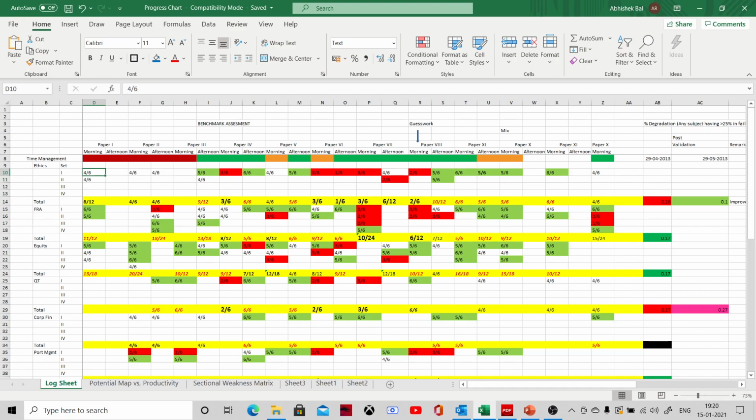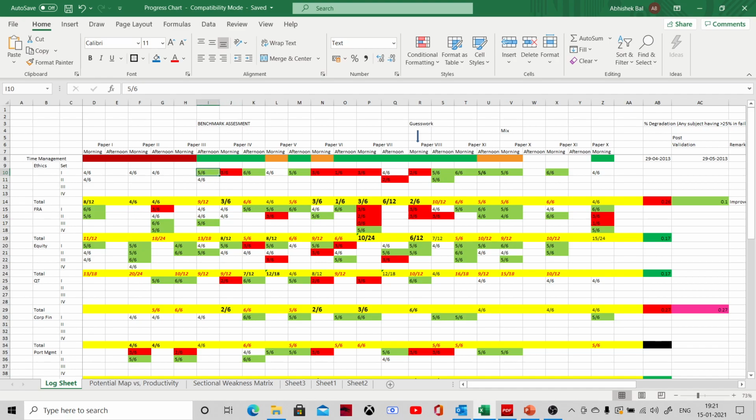As you would be knowing, before this we used to have 10 item sets in the morning, 10 item sets in the evening, afternoon session. So the first set I scored 4 upon 6. So this is how the scores are all tallied. And you might also see that some of the cells are highlighted in green color, some of the cells are highlighted in red color, and some of them are highlighted in yellow color.